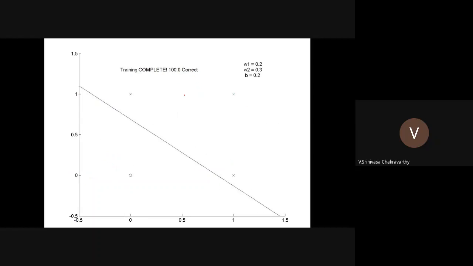So what you can see from the simple example is there is no unique solution to the problem, because any of these lines going through the space like this would have worked, right? So in this iterative search for a correct solution, the network might find any of these lines, and once it finds that, it stops. You get 100%.